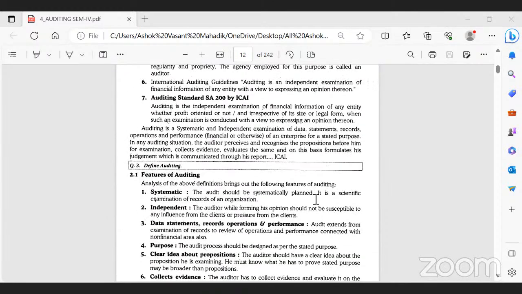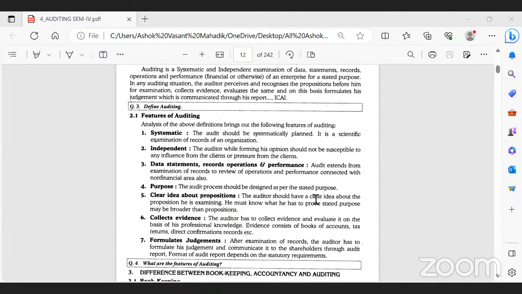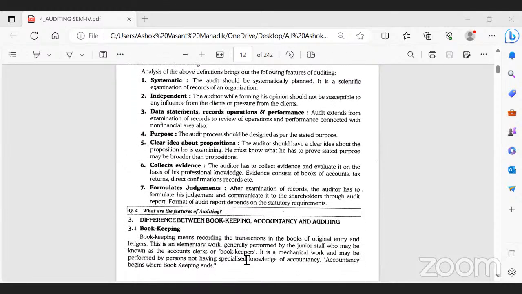Then you can explain. For explaining the definition, you can use its features. I'll read out 3 features of auditing. Auditing is a systematic work. The auditor who is checking the books of account should be independent, that is, he should not be biased or related to the company. The auditing process will include assessing the data statement, records, operations, and performance of the company.